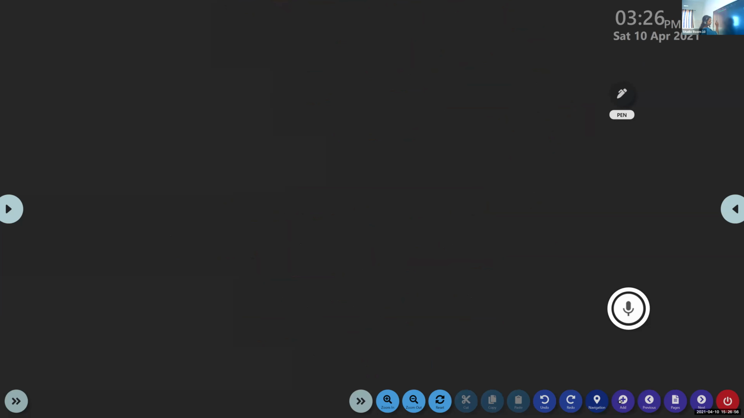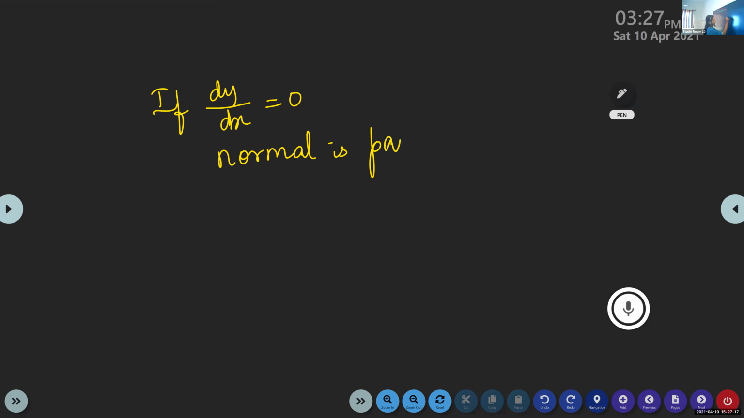If dy by dx is 0, then what we can say, normal is parallel to x-axis. Normal is parallel to y-axis.